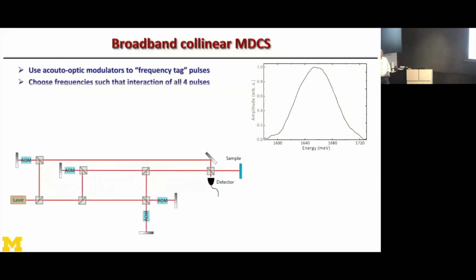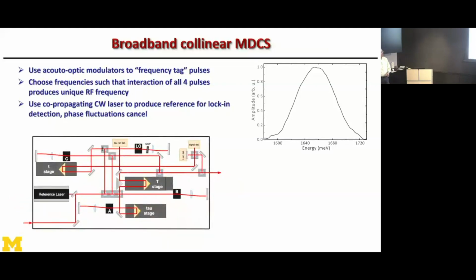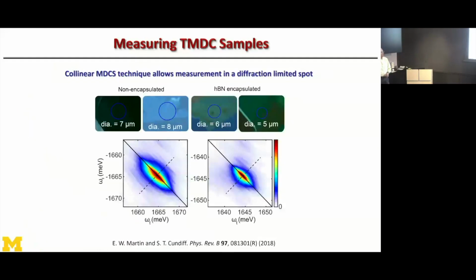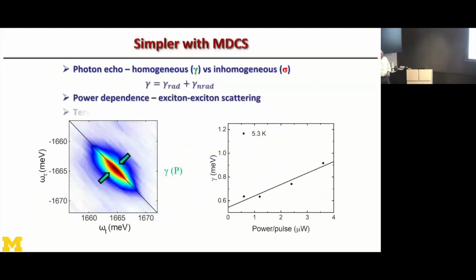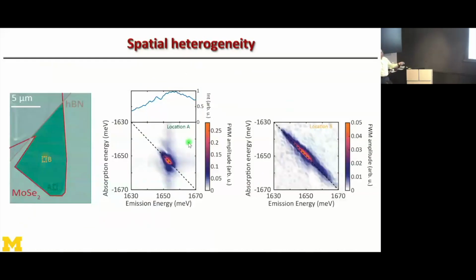And then we have this other method where we use frequency shifting. The important thing is that now the pulses are all collinear, so we can focus down very tightly. We can look at small samples such as TMDs. We can see that they are actually still inhomogeneously broadened. We can figure out what the mechanism is, but we can also image. This is an example where, in the same sample at two different locations, you get quite different results. This one is clearly inhomogeneously broadened. This one is closer to homogeneous.